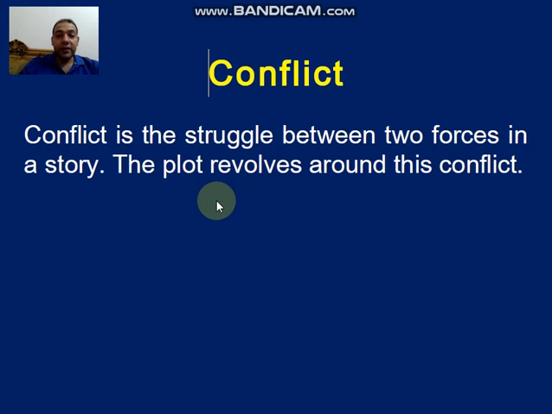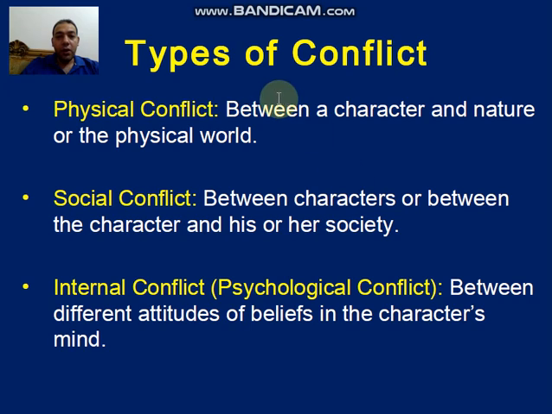The conflict is the struggle between two forces in a story. Could be two forces or more actually. The plot revolves around this conflict. We have types of conflict. We have physical, social, and internal. So the physical is between a character and nature or the physical world. And the social one is between characters or between the character and his or her society. Then we have the internal one, which is psychological conflict between the different attitudes or beliefs in the character's mind. So the character and himself, we call it internal conflict.